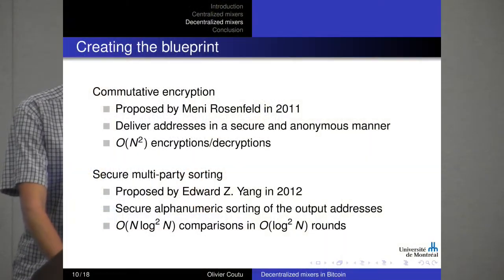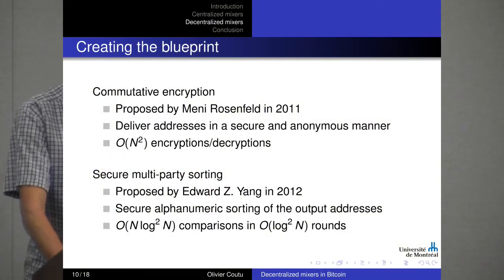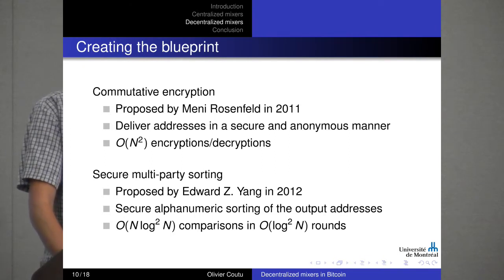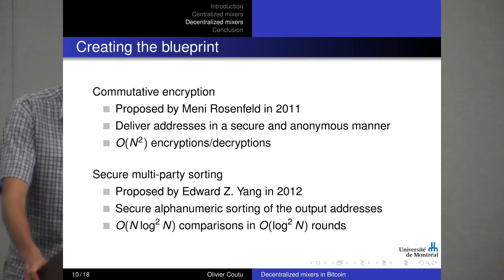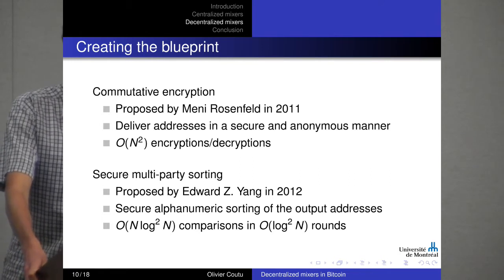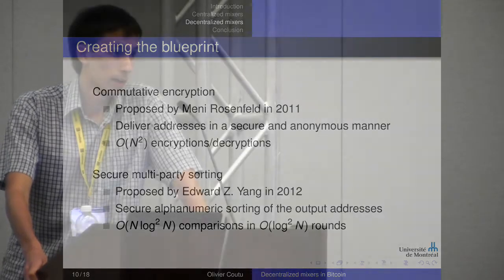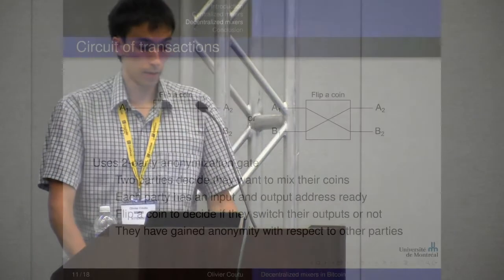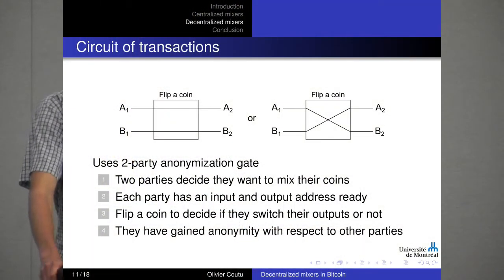Again, we have problems with feasibility, because it requires quite a certain number of comparisons and a certain number of rounds. And the big downside here is that comparing large strings, as Bitcoin addresses are, is hard and expensive. So really no implementation of this at this point.